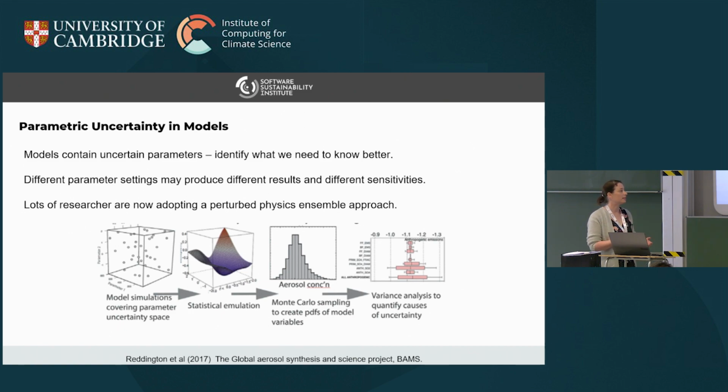So we did some work, largely led by Ken Carslaw at Leeds, looking into uncertain parameters, and parametric uncertainty is something that people use perturbed physics ensembles for, for lots of different reasons. Now, if you're new to science, you'll hear the words perturbed physics ensemble come up a lot. I wanted to include this in terms of the motivation as to why you'd want to do it. So different parameter settings produce different results and different sensitivities.